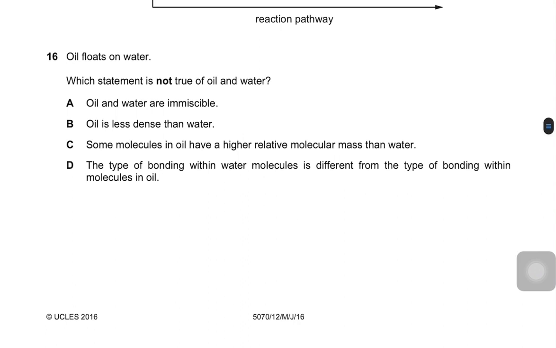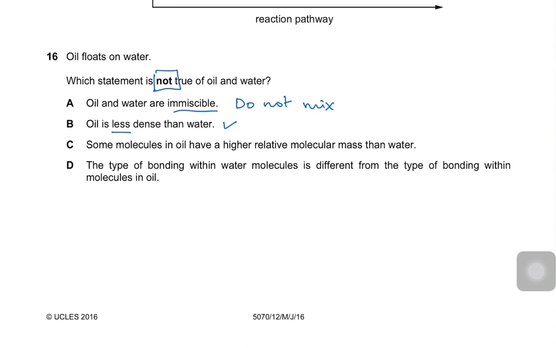Oil floats on water. Which statement is not true of oil and water? Oil and water are immiscible. Immiscible means they do not mix, which is true. And they want the untrue statement. Oil is less dense than water, again true, because that is why oil is on the top of water.